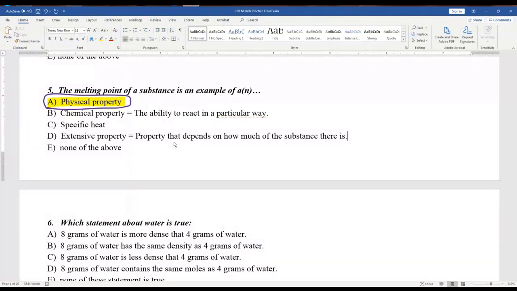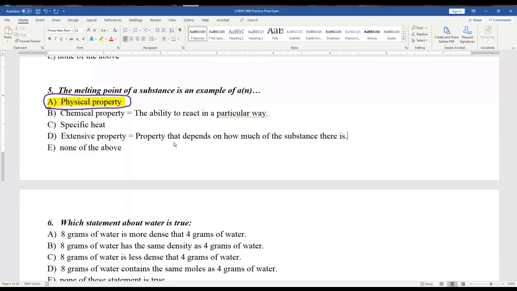So the weight or mass of something is an extensive property. The more there is, the more it weighs, right? The volume is an extensive property. The more there is, the more you have. What about temperature? Is temperature an extensive property? No. Yeah, temperature doesn't depend on how much you have. It only depends upon the average kinetic energy of the particles. So temperature is an intensive property.